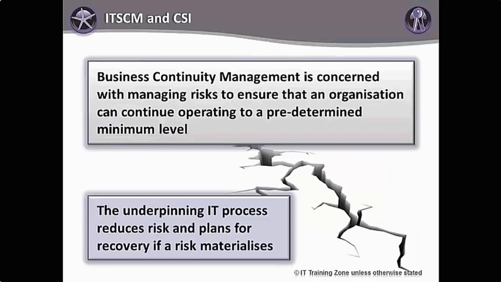Business continuity management is concerned with managing risks to ensure that an organization can continue operating to a predetermined minimum level. The underpinning IT process involves reducing the risk to an acceptable level and planning for the recovery of business processes should a risk materialize and disruption to the business occur.